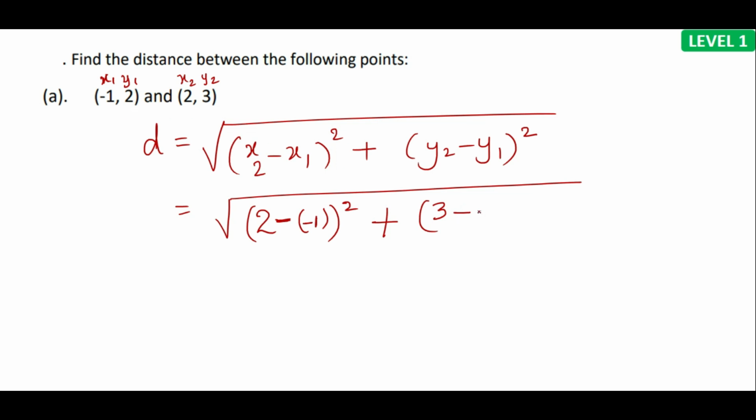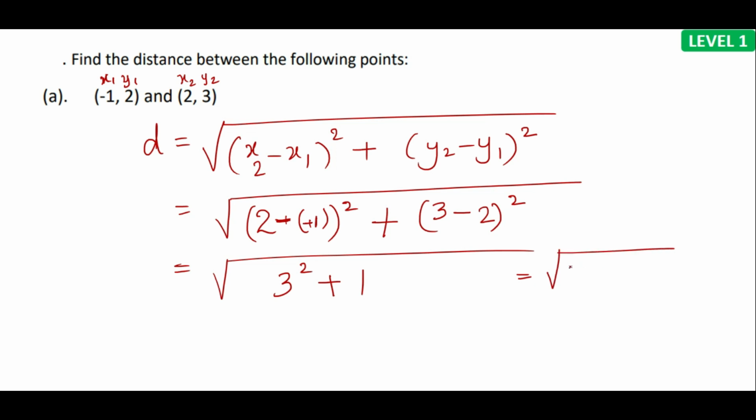Plus my y2 here is 3 minus y1 is 2. So 3 minus 2 the whole square, which is going to be the square root of, I have two negatives, it's turning to be 2 plus 1, 3 squared, plus 3 minus 2 is 1, 1 squared is again 1. I can write this as equal to 9 plus 1, giving me a square root of 10. Giving your answer to 3SF, it's going to be 3.16 units.